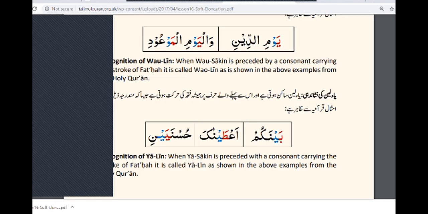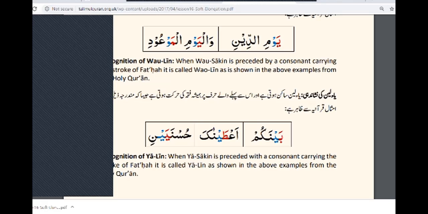Again, it is highlighted. The letter carrying the fatha is highlighted in red, and the vowel lean is highlighted in blue, and that has a sukun on top. So let's read through this. Everybody read at home as well, please. Wal yawmil ma'udi. Wal yawmil ma'udi.